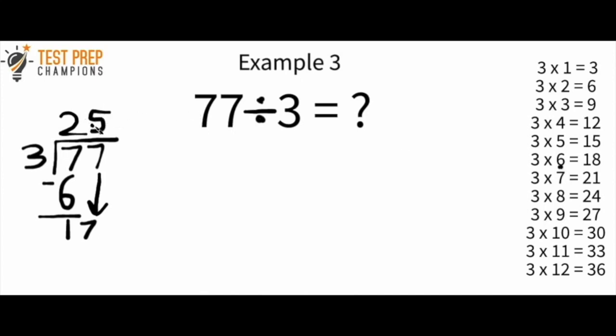Now, I write my 5 up top here, then I do 3 times 5, which is 15. Okay, and so now I put the 15 here, and we're going to simply subtract. 17 minus 15 is 2. So the final answer after all this is simply 25, remainder 2, and this is the answer.